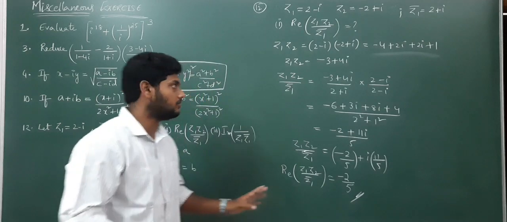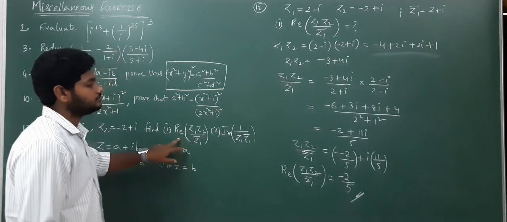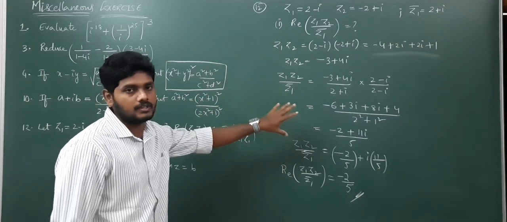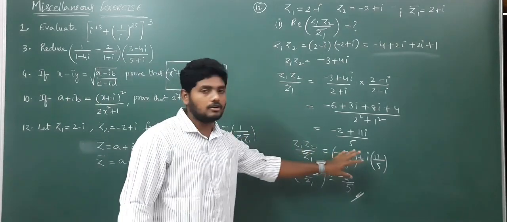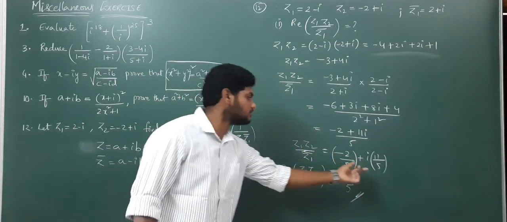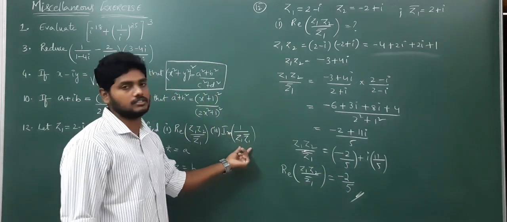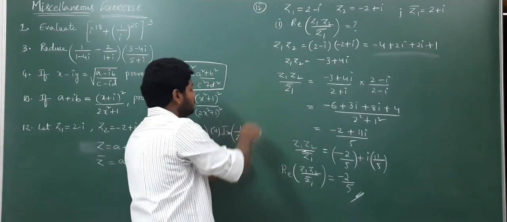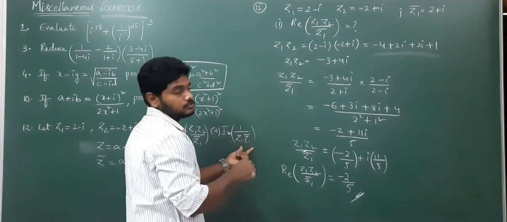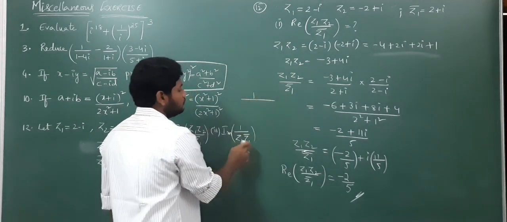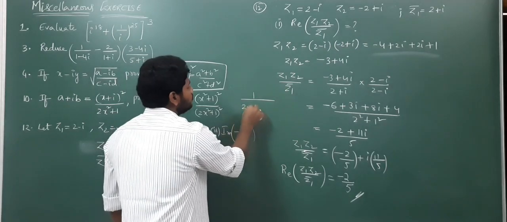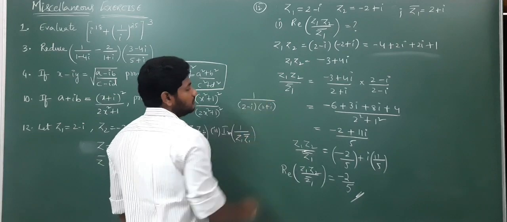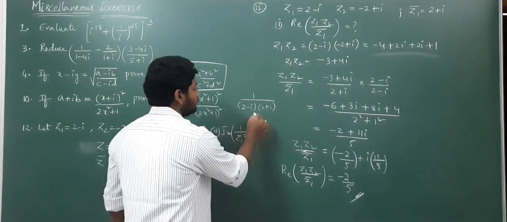Like that we need to simplify if they ask for the real part. If they ask for the imaginary part, the procedure is the same. But after getting that complex number, you need to take only the imaginary part for this question. So in order to find this one, what do we need to do? We have Z1, and we have Z1 bar also. So you need to do 1 by Z1 into Z1 bar. What is Z1? 2 minus I into what is Z1 bar? 2 plus I. First you simplify this. See what we will get here.